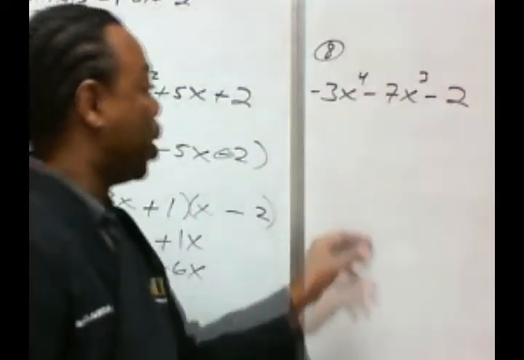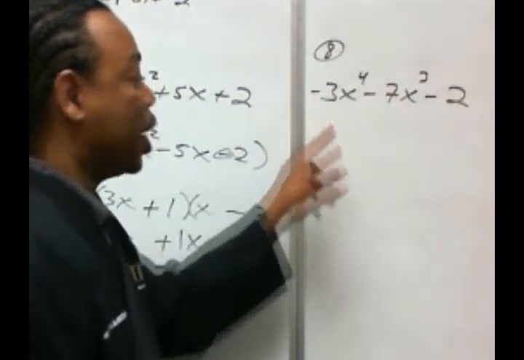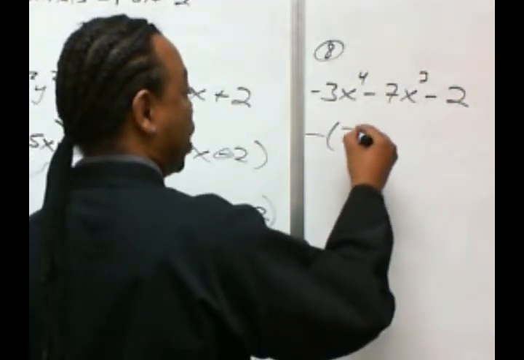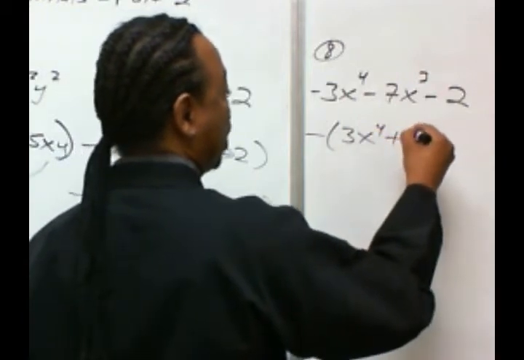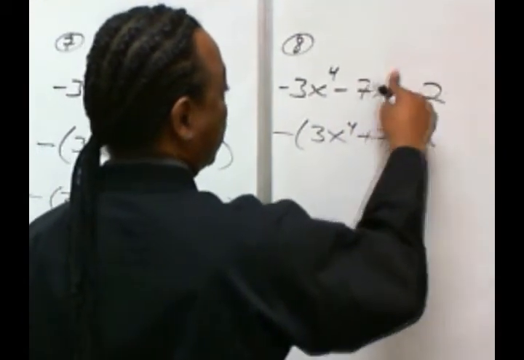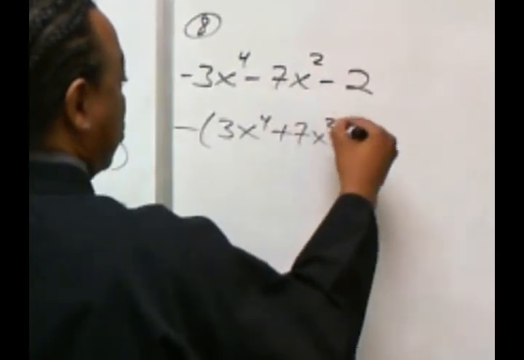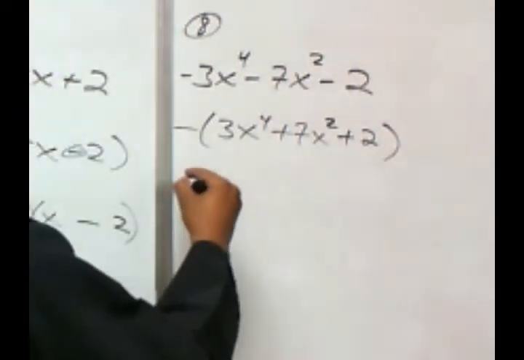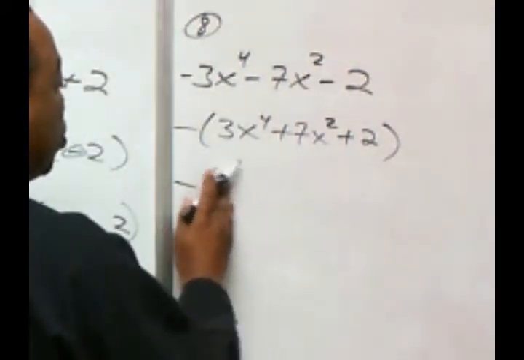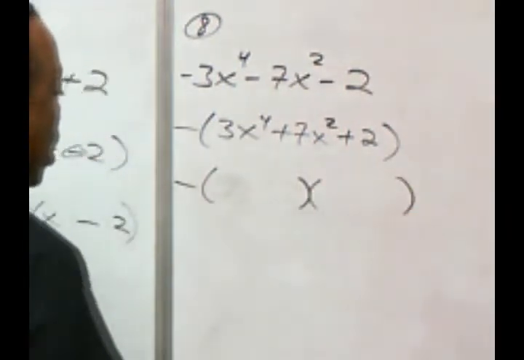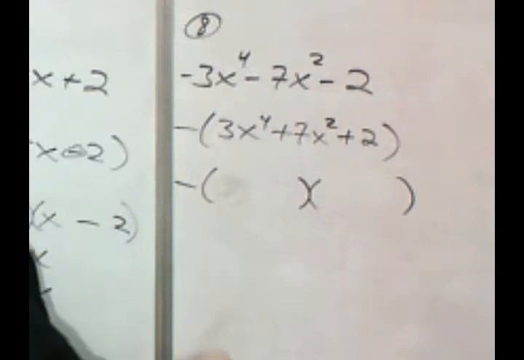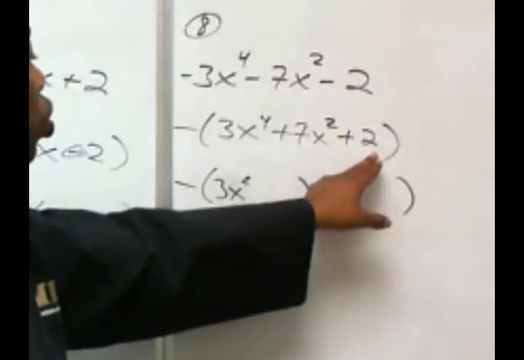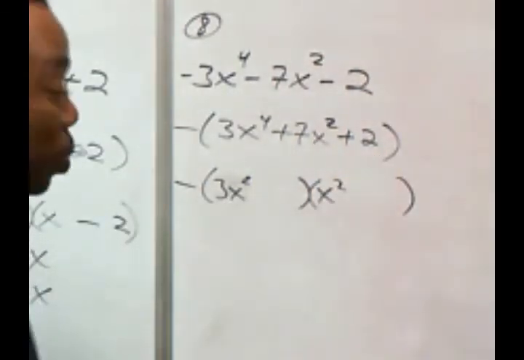Okay. For number 8, it leads with a negative, therefore we want to remove the negative first and say that this used to be negative times a positive 3x to the 4th power, positive 7x to the 3rd power. I think that should be a 2nd power. And then positive 2. Then this trinomial right here used to be 2 binomials. And now I'll factor the 3x to the 4th. That'll factor into 3x squared and x squared. The 2, let's factor that into a 1 times 2.